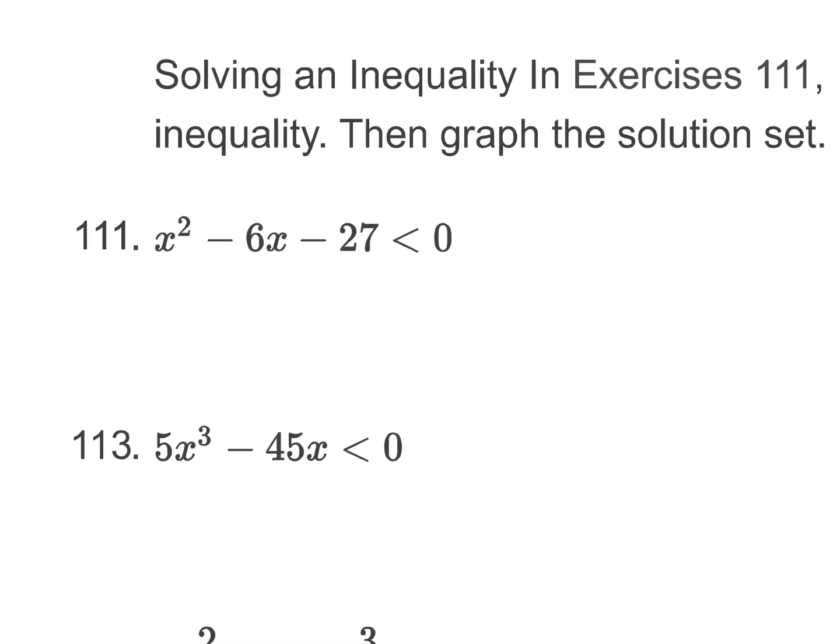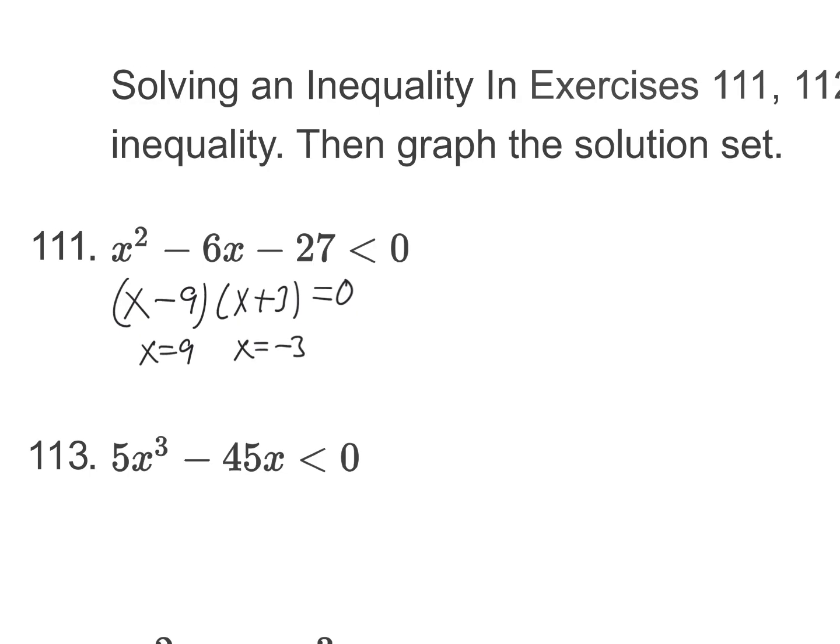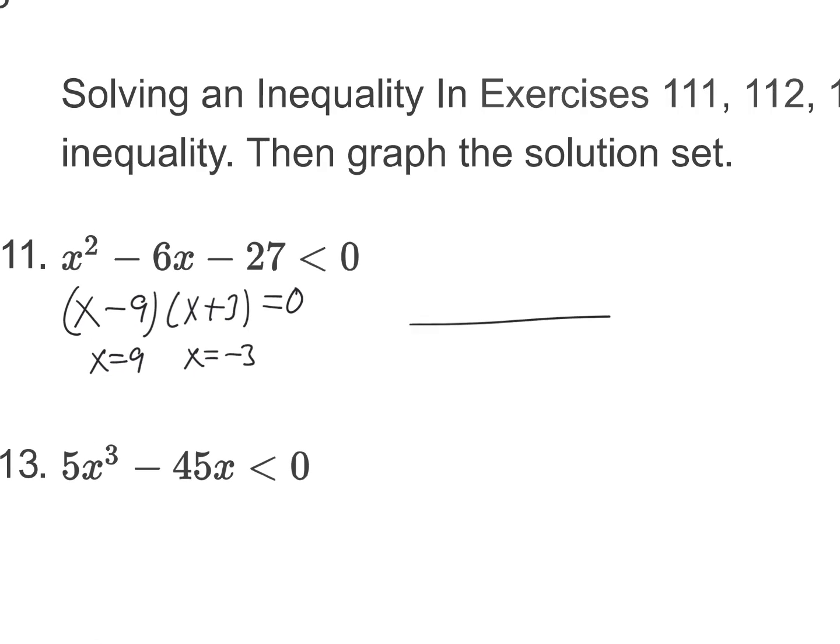With quadratic inequalities, I want to get 0 on one side and my polynomial or quadratic on the other. If we can factor it, we will factor it. So this is going to get me an x minus 9 and an x plus 3. I'm just going to pretend it was equal to 0. Then we have x equals 9, x equals negative 3. And then I would plug this into a graph. So I get negative 3 over here, 9 right here.